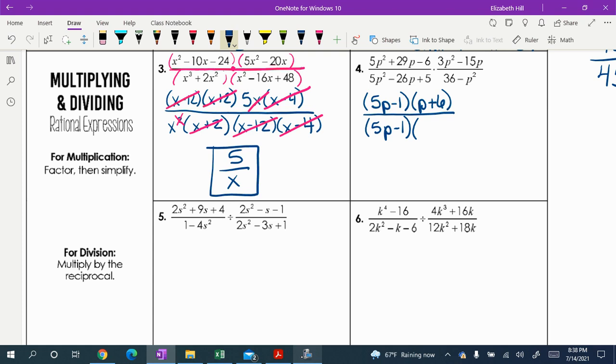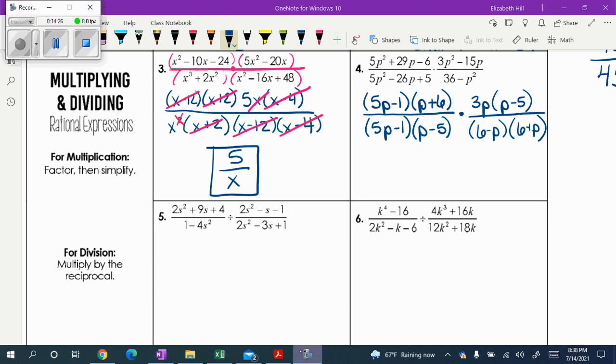29, yes, okay. Down the bottom then here, I can get 5p minus 1 and p minus 5. And we're multiplying over here, 3p squared. So if I take out a 3 and a p, we are going to be left with p minus 5. And then over here, I'm going to get 6 minus p and 6 plus p. All right, so go ahead, see if you can pause it and do that one. How'd you do? Did you get 3p over 6 minus p?